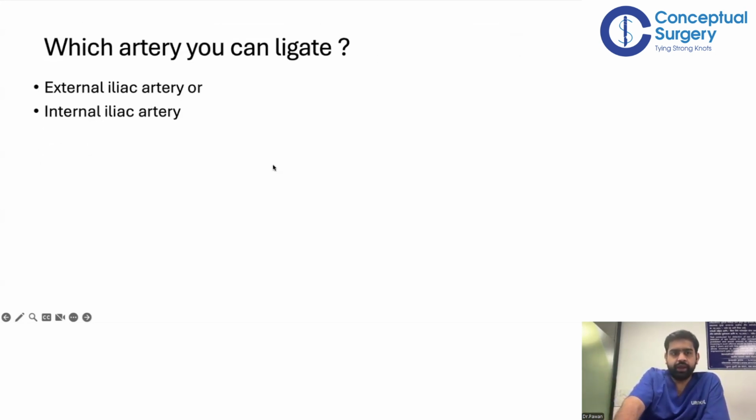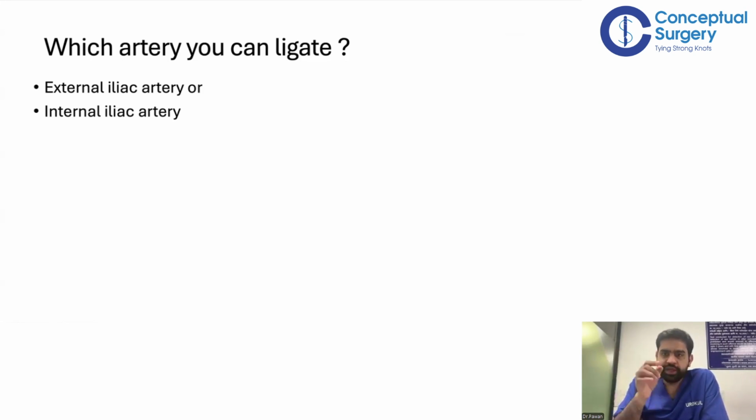Okay, so we do that now. What we have is two arteries: the external iliac artery and the internal iliac artery. Now, forget about the kidney transplant. If I generally ask you which of these arteries, external iliac or internal iliac, you can ligate, we can ligate the internal iliac artery. It is something we can ligate safely, because the other internal iliac artery is there. External iliac artery, obviously, we cannot ligate.